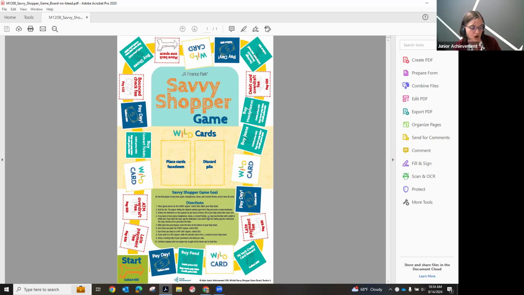If they land on food, jeans, headphones, shoes, or concert tickets, you can buy the item with either debit or credit. If you have the cash, pay the debit price. If you don't have the money, pay the credit price, and then you may choose not to purchase the item at all if they just want to wait. But ultimately, they need to purchase each of them and be debt free. So they're going to have to pay off that credit if they do put it on their credit card.